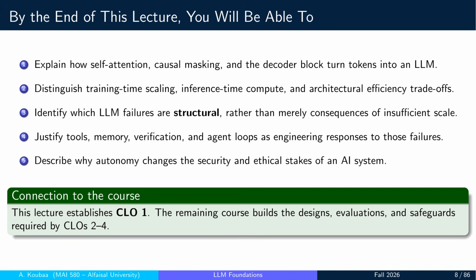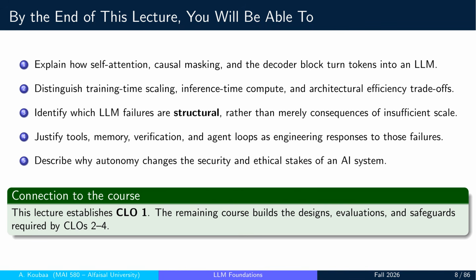These are today's learning outcomes, and they are written as things you will be able to do, not things you will have heard. First, explain how self-attention, causal masking, and the decoder block turn tokens into a language model. Second, distinguish three things that are constantly confused: training time scaling, inference time compute, and architectural efficiency trade-offs. Third, identify which failures are structural, rather than failures that more scale would remove.